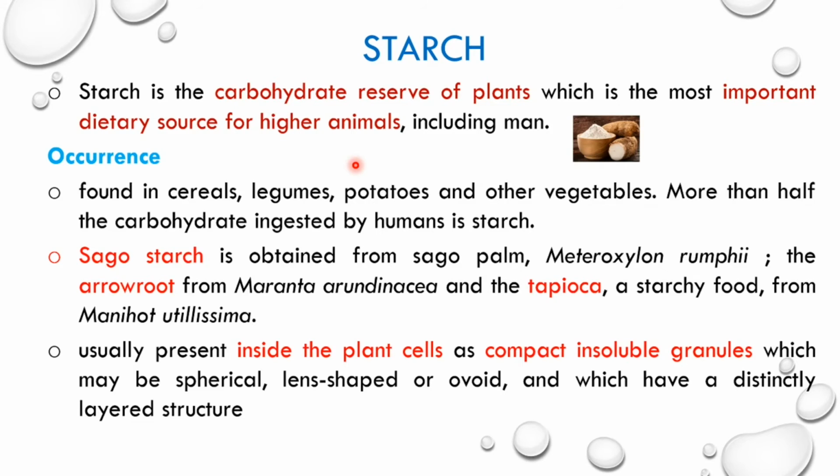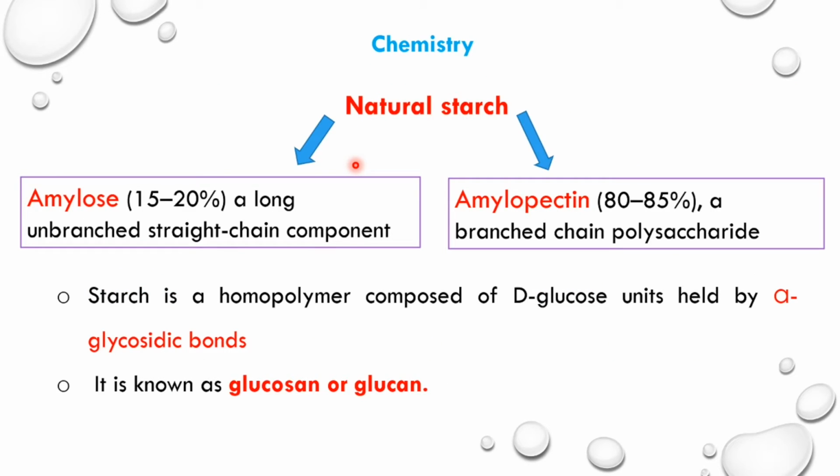When we come to the chemistry, natural starch has two components: amylose as well as amylopectin. Amylose constitutes 15 to 20 percent of natural starch. It is a long unbranched straight chain component, and amylopectin is the branched chain polysaccharide which constitutes 80 to 85 percent of natural starch. Starch is a homopolymer composed of D-glucose units held by alpha glycosidic bonds. It is also known as glucosan or glucan.